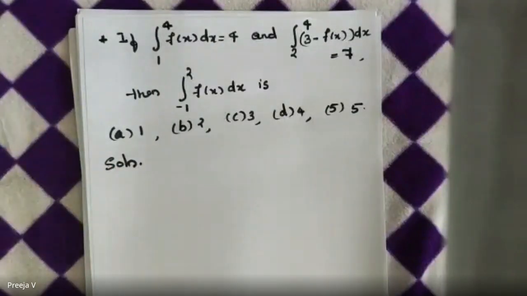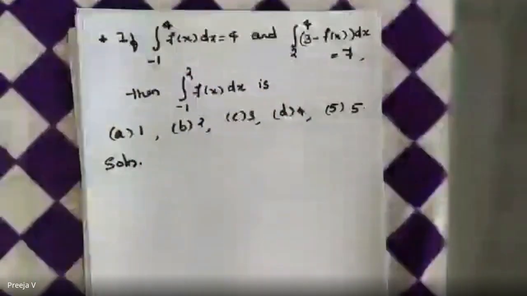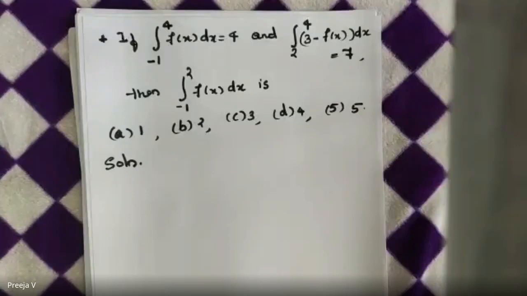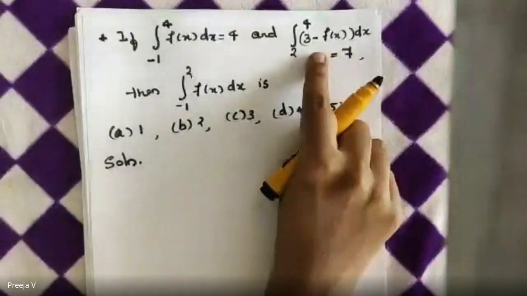Integrals തന്നിട്ടുണ്ട്. Integral 1 to 4 f of x dx തന്നിട്ടുണ്ട്. Integral 2 to 4 3 minus f of x dx തന്നിട്ടുണ്ട്. നമുക്കിത് എങ്ങനെ ഇവാലുവേറ്റ് ചെയ്യാം? Sorry, this is not 1 to 4, minus 1 to 4 question. Question is a little different. 1 to 4 അല്ല, minus 1 to 4. ഇതെങ്ങനെ ചെയ്യാം? അപ്പോൾ നമുക്ക് ഇതിൽ ഏതെങ്കിലും ഒരു ഇന്റഗ്രൽ കൺസിഡർ ചെയ്യാം. നമുക്ക് ഇതാണ് കുറച്ച് വലുത്, അപ്പം അത് തന്നെ കൺസിഡർ ചെയ്യാം.